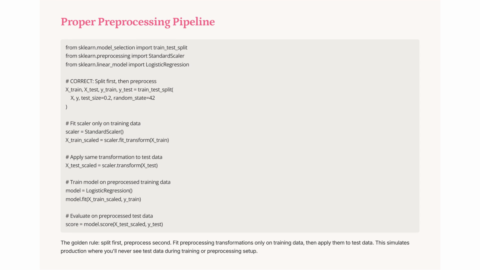The golden rule in data pre-processing is to split your data first, then pre-process. Use train-test split to divide your dataset.